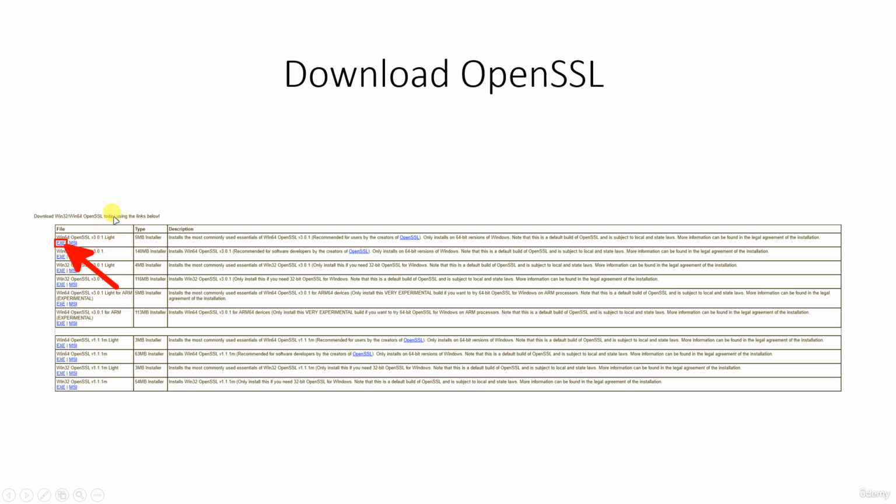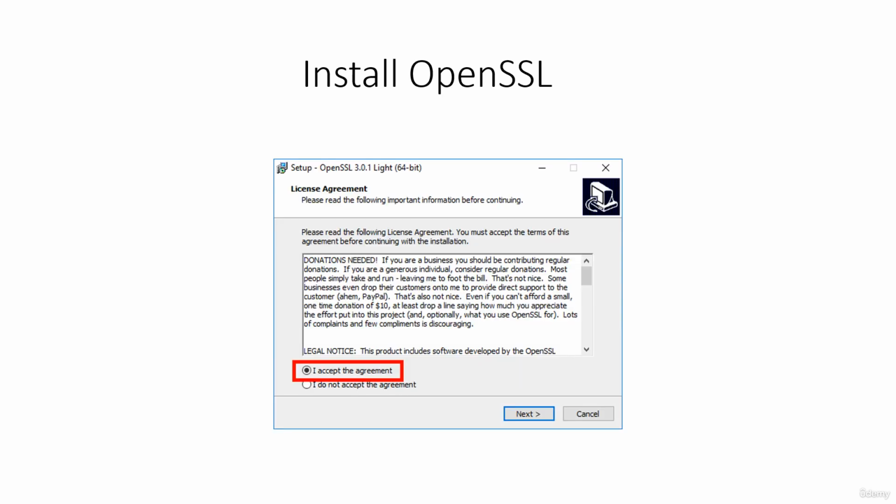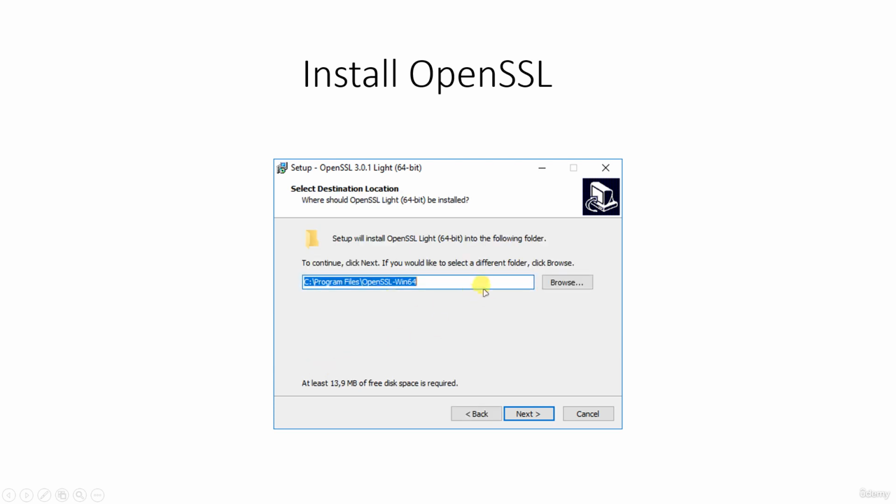I am using the Lite version to test this out. You can use another version, but I will ask you to follow this same procedure. That's why I chose the Lite version. After the download is complete, simply open the executable file, and it will ask you some basic installation steps. Tick I accept the agreement, then next, and select the default directory.